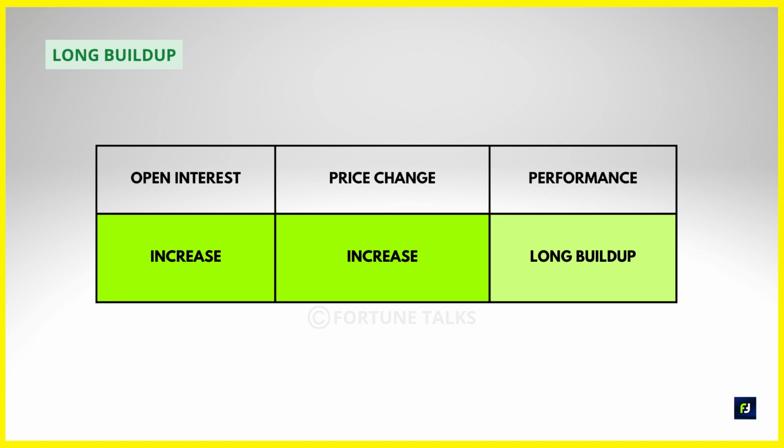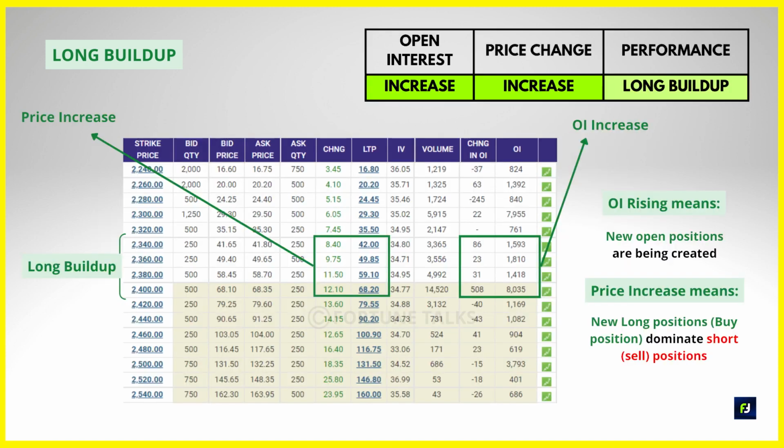If the price is rising and the open interest is also rising, this signals a long build-up. Now, if the price and OI are both rising, it means that new contracts are being added which are dominated by the longs, and that is why the price is rising with every new contract addition.